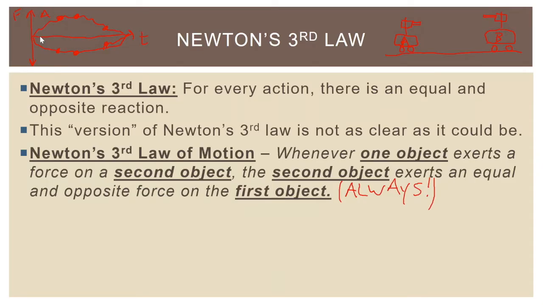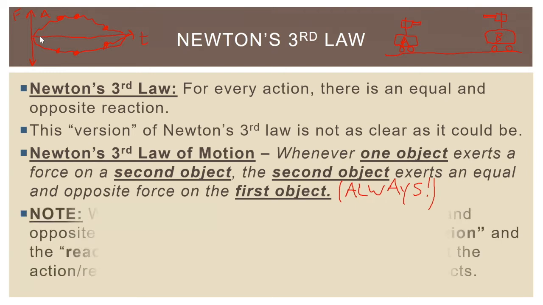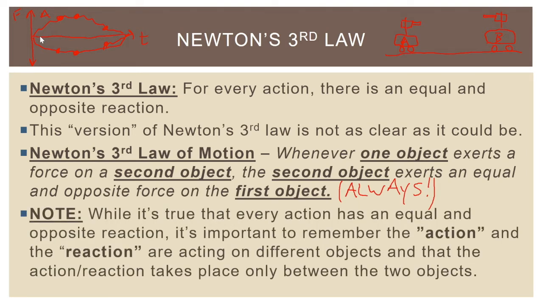Now, the reason why I don't like the first formulation of Newton's third law, for every action there is an equal and opposite reaction, is because it loses some of the important detail, I think. What we should say here is that while it is true that every action has an equal and opposite reaction, it's important to remember the action and the reaction are acting on different objects, and that the action and the reaction take place only between the two objects.